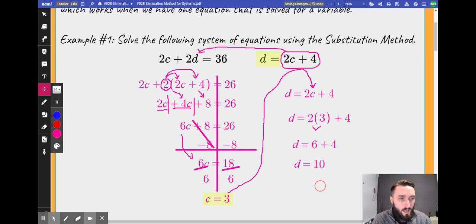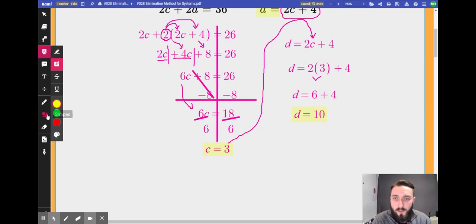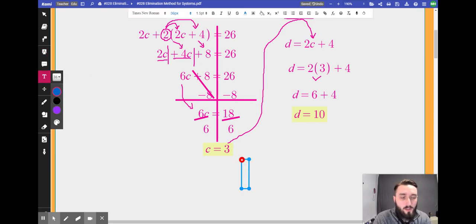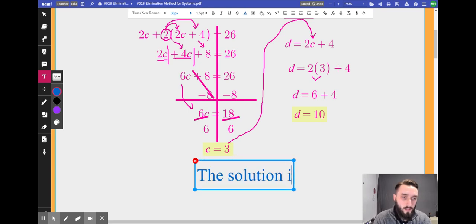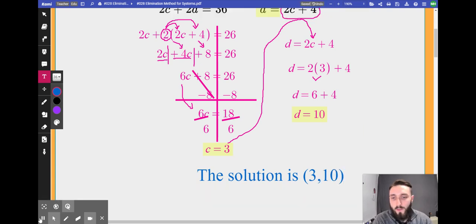Okay. In this case, because it's not x and y, it's not super straightforward what should be first and what should be second when you're writing it as a point, but you always want to just do it in alphabetical order. So c comes before d, so the number for c we put first. So we say the solution is, I'm going to put the c one first because c comes before d in alphabetical order. So that's your answer.